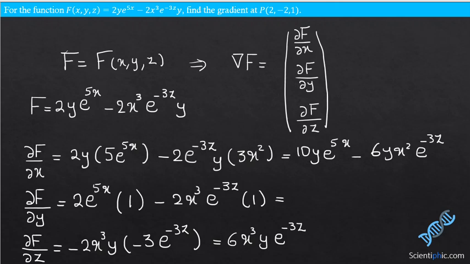and for the previous part I will have 2 e to the power of 5x minus 2x cubed e to the power of minus 3z. I'm going to continue this on the next page.